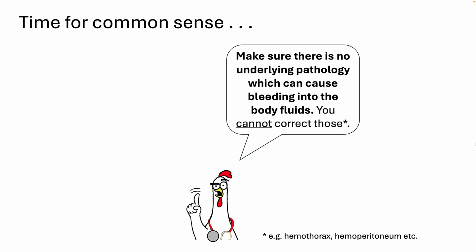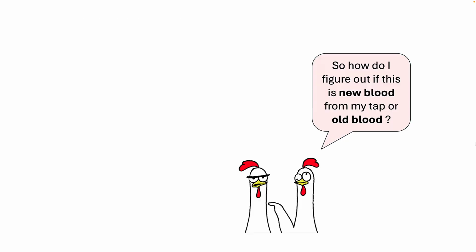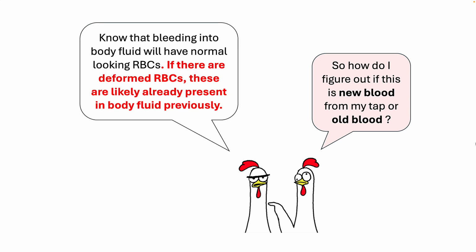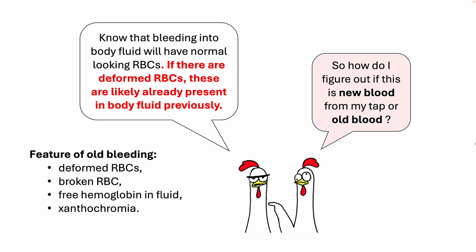One of the things you have to make sure of is that there is no underlying pathology which can cause bleeding into the body fluid. You cannot really correct for those, for example, if your patient has hemothorax, hemoperitoneum, etc. So how do you figure out if the blood that you see is old blood or new blood from your tap? The way to figure it out is looking at the type of RBCs present. If they are deformed RBCs, most likely these were present previously in the body fluid. The other things that can give you some idea would be broken RBCs, free hemoglobin in the fluid, and xanthochromia.